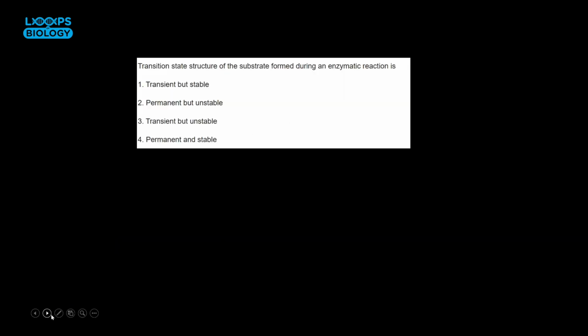All right. Let's move on to the next part, that is some questions. The transition state structure of the substrate formed during an enzymatic reaction is, as I have told you, the most energetic. It is maximum energetic. So maximum energy cannot be permanent and cannot be stable. So it has to be unstable and transient. It is for a temporary period of time, that is transient, but it is unstable.